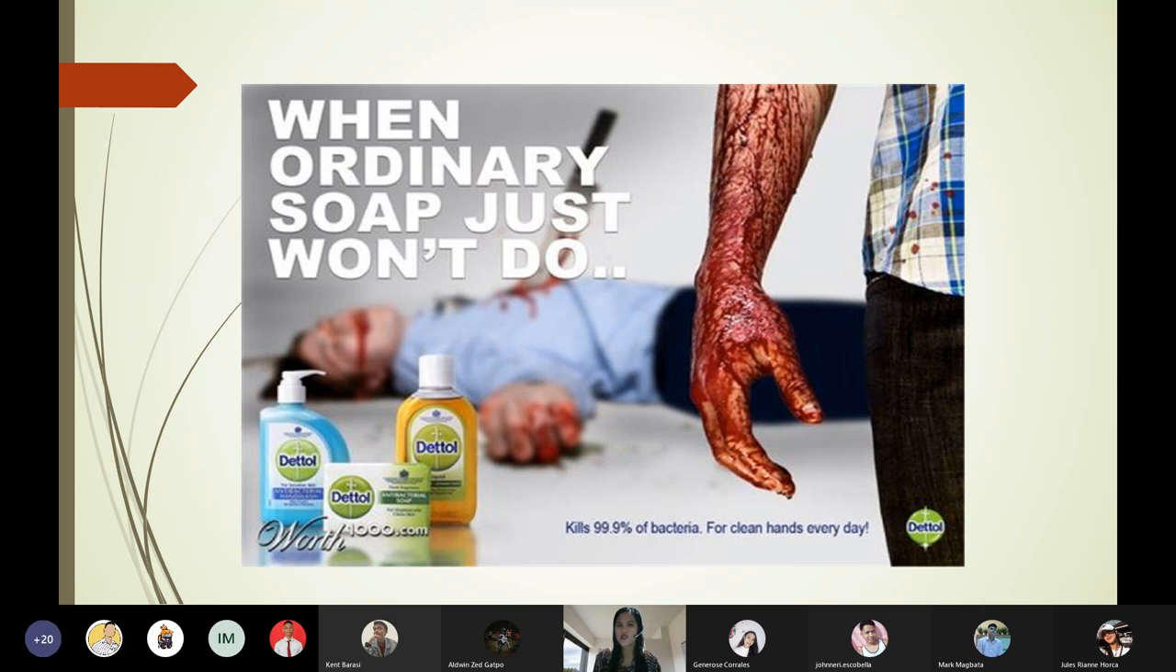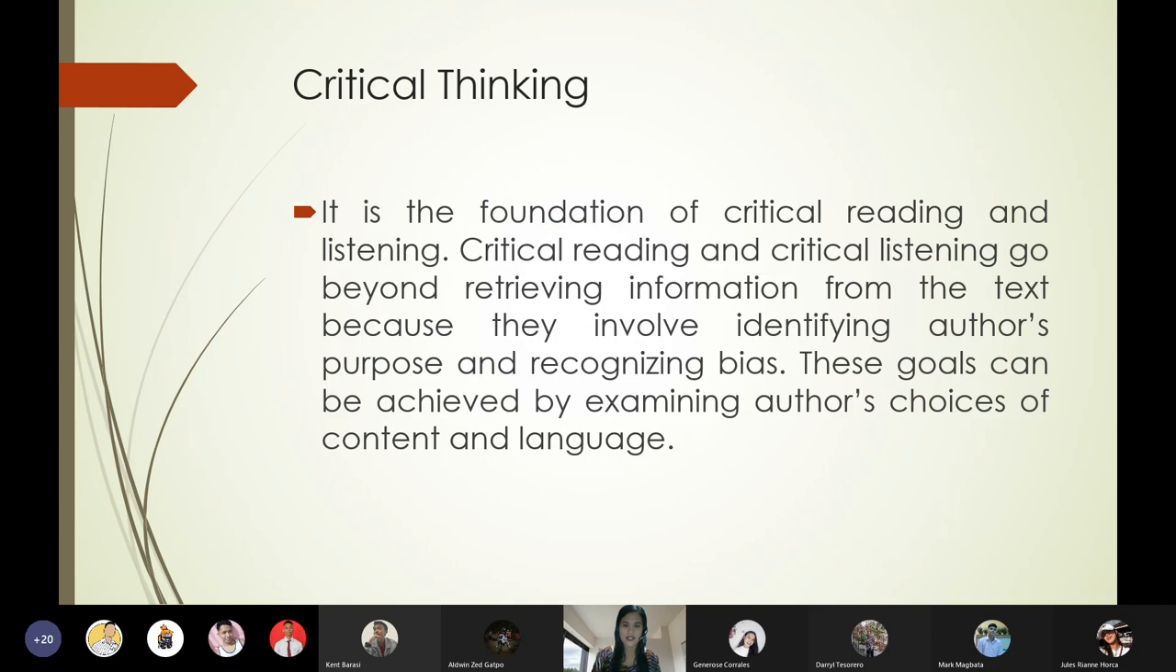Look at this one. When ordinary soap just won't do, kills 99.9% of bacteria for clean hands every day. So who would like to give comments on this advertisement? Yes, Tesorero. Para pong nagpo-promote siya ng krimen. Kasi sabi nila, ma'am, yung sabon, kaya nilang tanggalin yung dugo pagkatapos mong pumatay. Oo, it's like, even if you kill people, it can easily be erased by this kind of soap. So, medyo offensive siya. At the same time, hindi maganda yung promotion niya na parang pumatay siya ng tao. Na parang okay lang kasi may sabon naman na Dettol. Okay? So next, look at this.